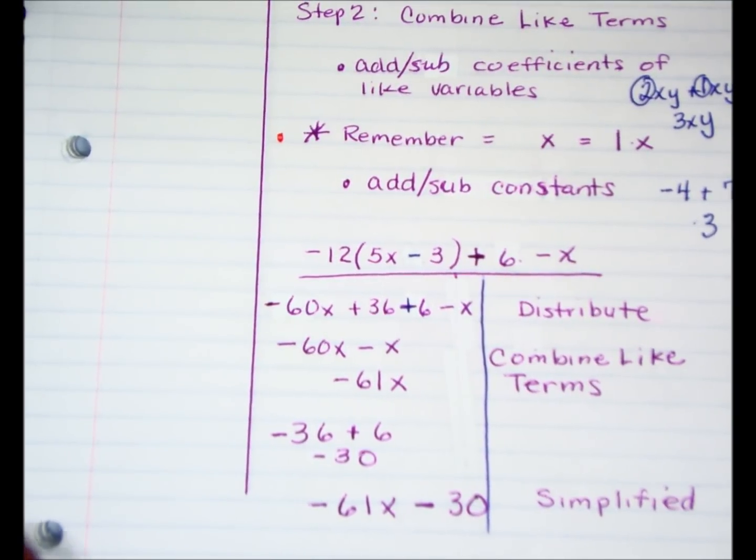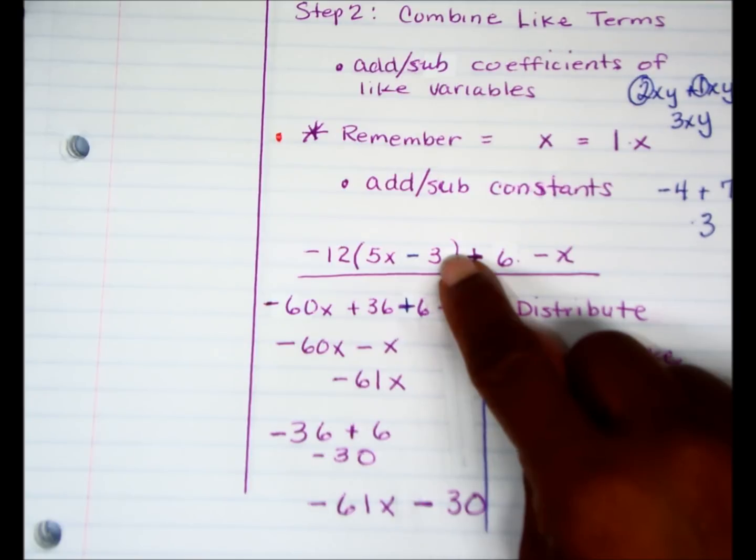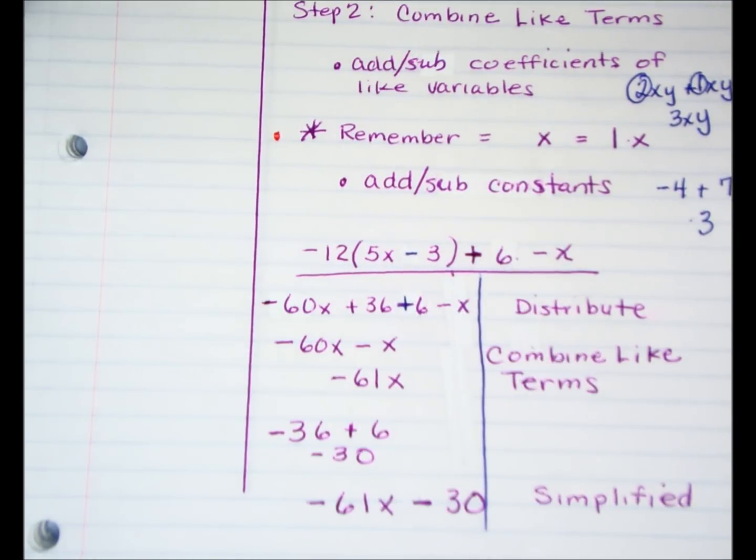All right, let's look at this problem. It says -12 times 5x minus 3 plus 6 minus x. The first thing we have to do is distribute the -12 over the parentheses. -12 times 5x would be -60x. -12 times -3 would be positive 36. Because you remember that this sign goes with the term that follows it. So this is a -3. So now we have plus 6 minus x, so we just bring down.